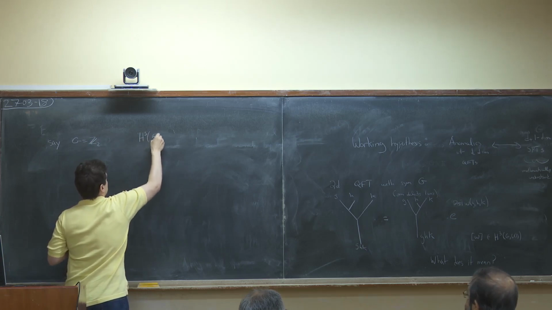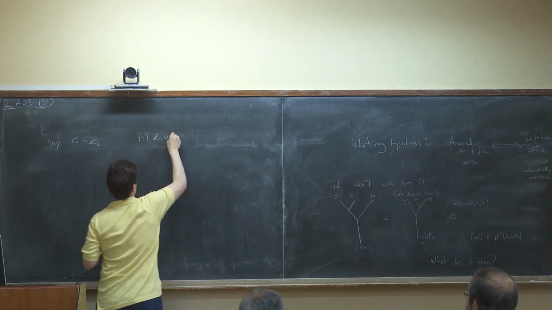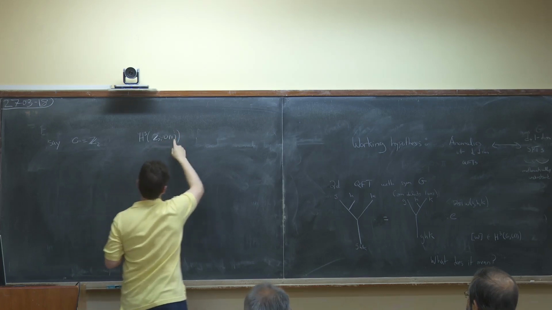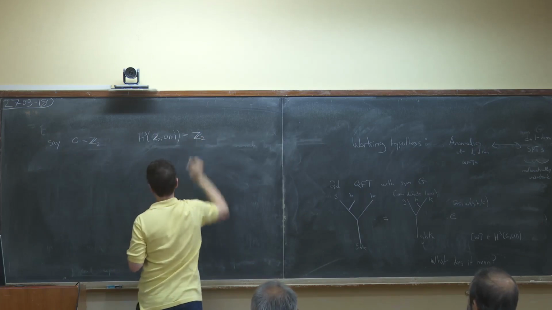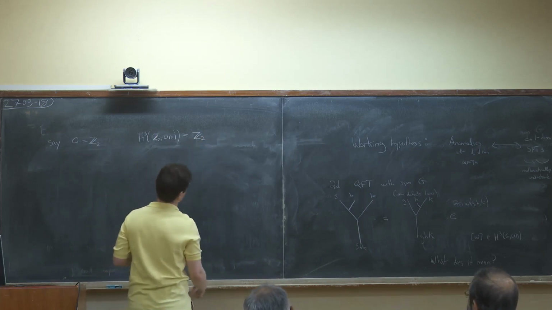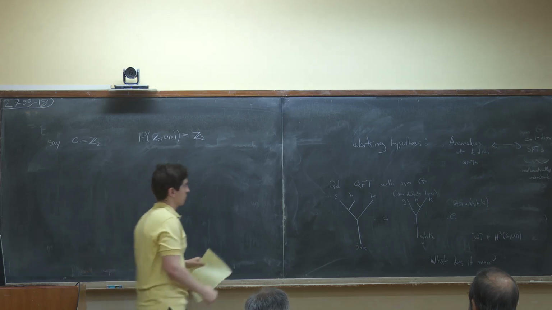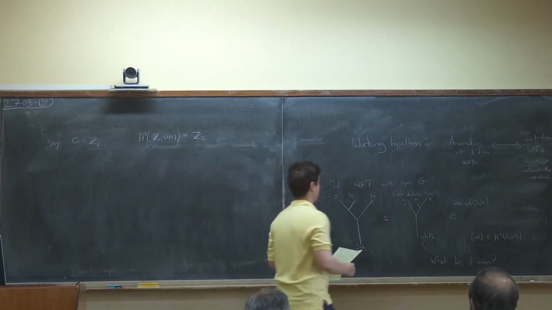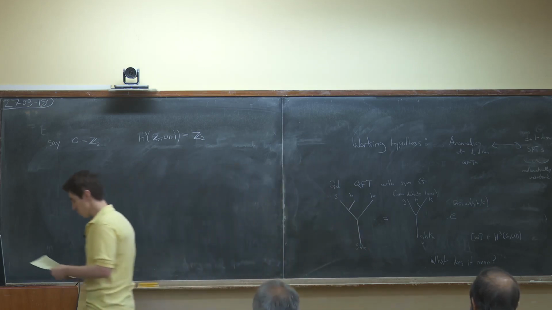So H3 of G with H3 of Z2 with coefficients in U1. Again, I stress that this is just some fancy thing for these functions. You can just work out what this group is: Z2. So there's an anomaly that's either on or off in any 2D theory with a Z2 symmetry. So let's try and figure out how to tell if it's on. What does it physically mean?